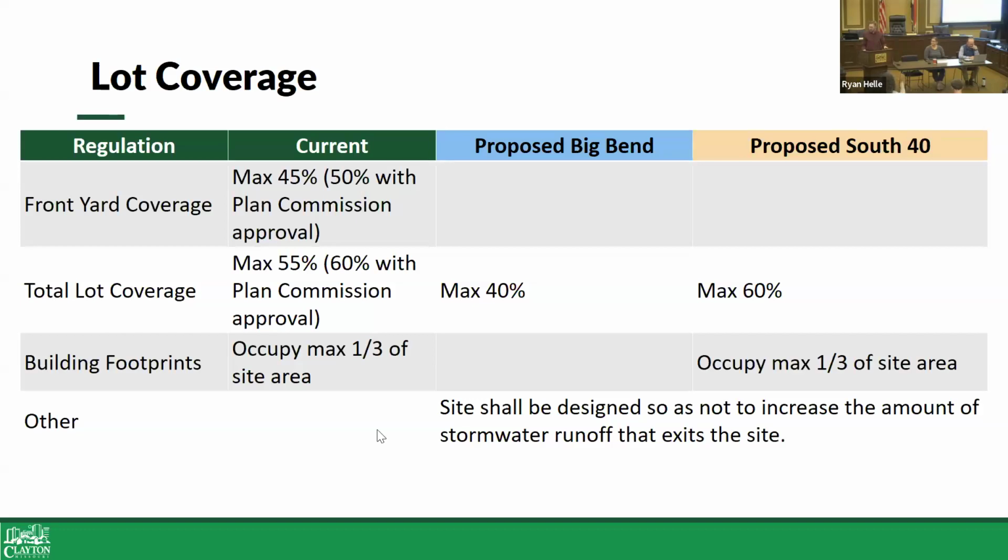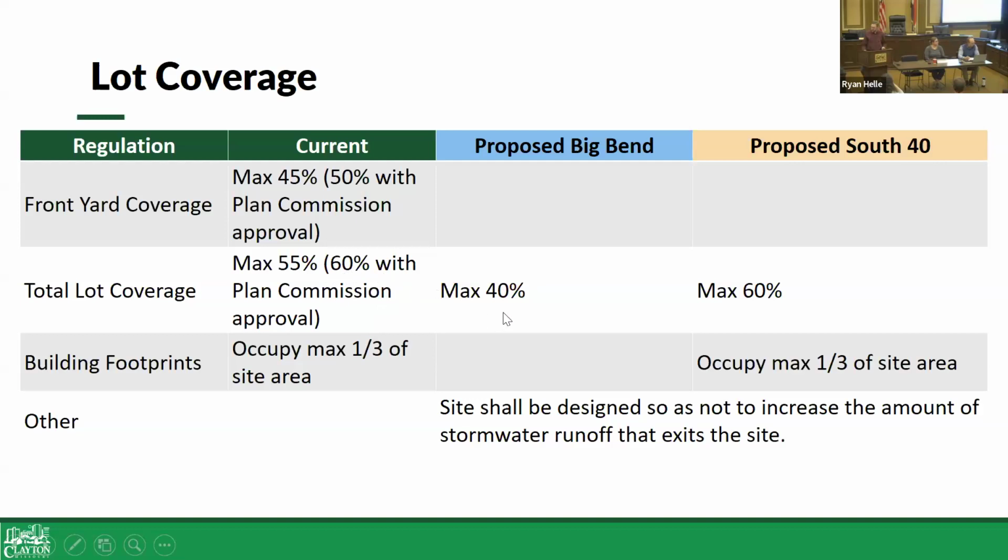So let's look at some of the site characteristics here. The first one is lot coverage. Right now you can see the current standards that we have for the R2 district. That's the current zoning on the property. The front yard coverage is a max of 45%. But what I really want to focus on is the total lot coverage here, which is a maximum of 55%. So 55% of the site can be impervious under the current regulations, 60% with approval from the Plan Commission.